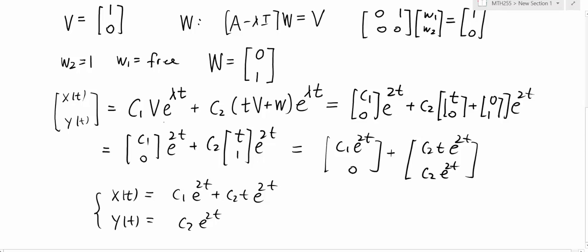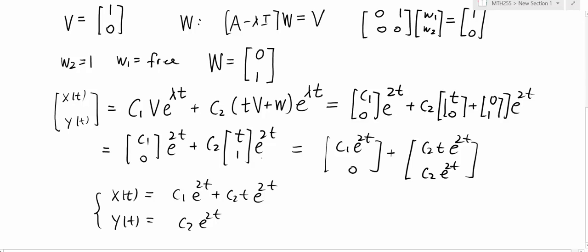This is the formula for the general solution after we have found both V and W. C1 and C2 are arbitrary constants. Lambda is our repeated eigenvalue. So we put them inside, and C1 times V is C1, 0, and t times V is t, 0, and W is the vector 0, 1. So we add them up, and that's our solution in the vector form for this system of differential equations.